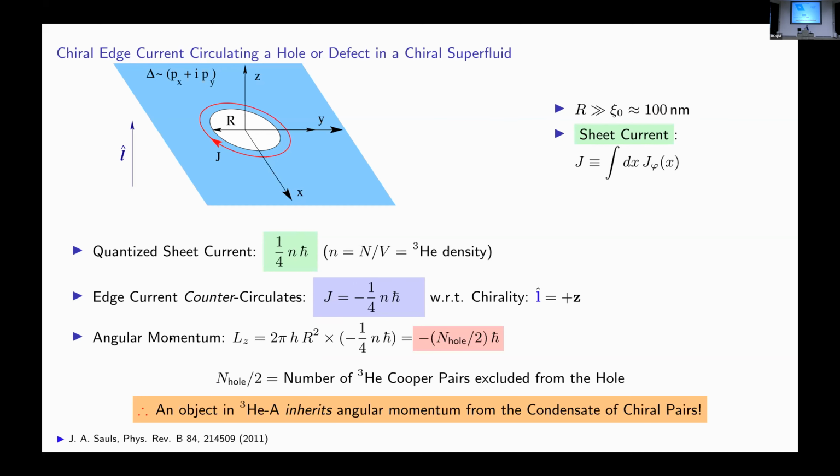We can then calculate the angular momentum, and quite remarkably, the angular momentum of this hole is the number of Cooper pairs you remove from the hole times Planck's constant. And if we move that hole from one point to another, we're going to transport that angular momentum. So the message here is that if we place an impurity into helium-3, it's going to develop chiral edge states, and those edge states are going to inherit angular momentum from the chiral ground state.